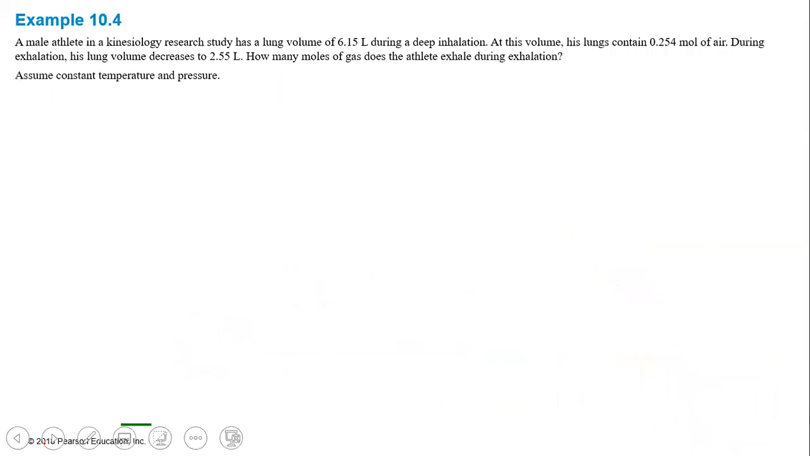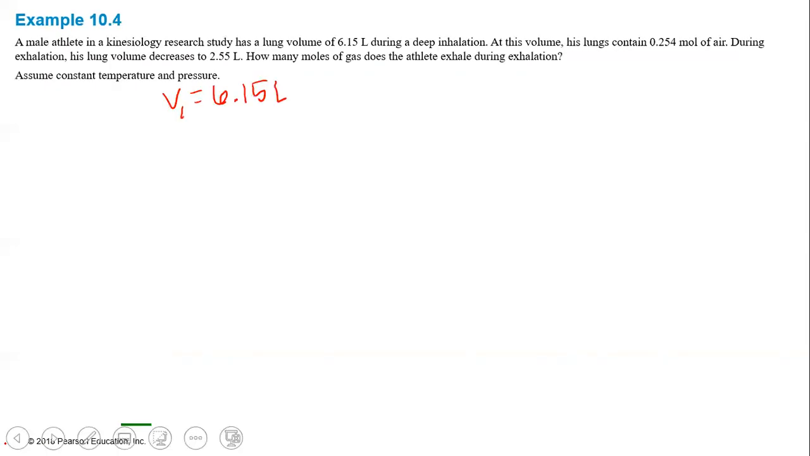All right, 10.0. All right, it says a male athlete in a kinesiology research study has a lung volume of 6.15 liters. So let's say volume 1 is 6.15 liters. At this volume, his lungs contain 0.254 moles of air.